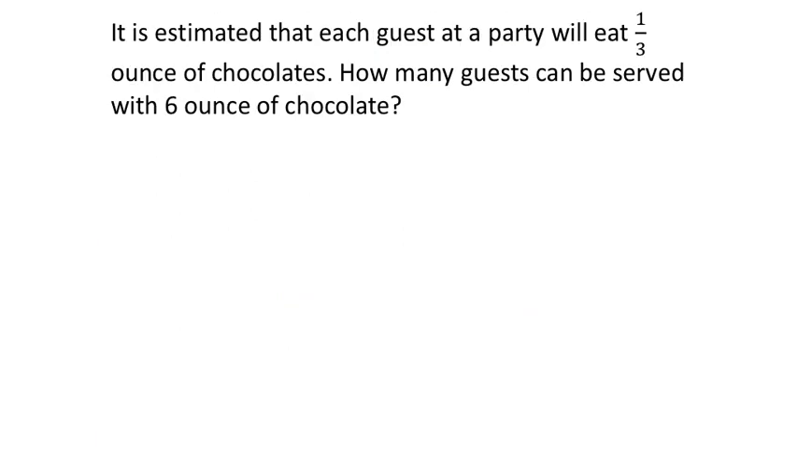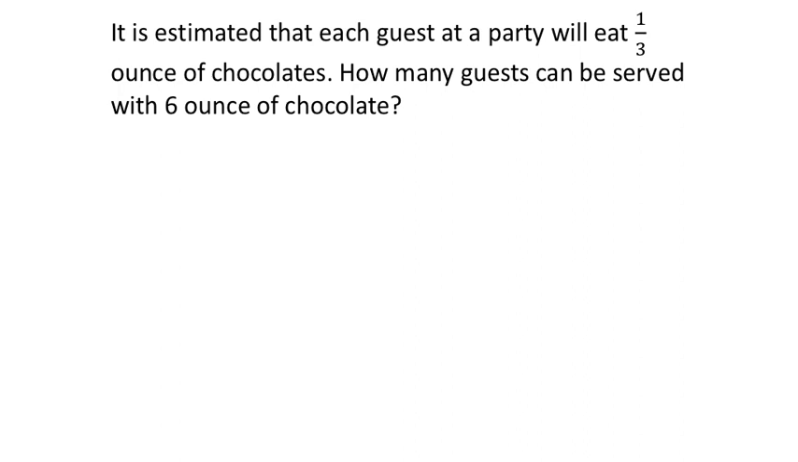It is estimated that each guest at a party will eat 1/3 ounce of chocolate. How many guests can be served with 6 ounces of chocolate? Oh, that's very nice. Now again, let's say that you say, for example, hey, there's the word of right there. There's another word of right there. So you say, it's multiplication right here.